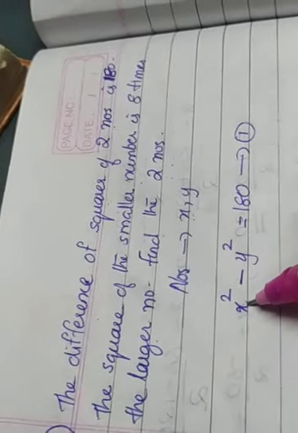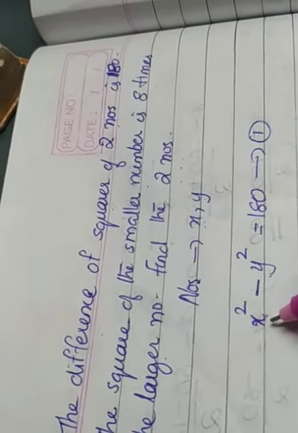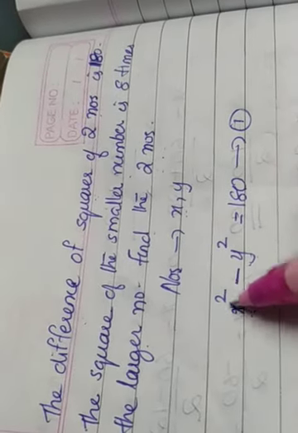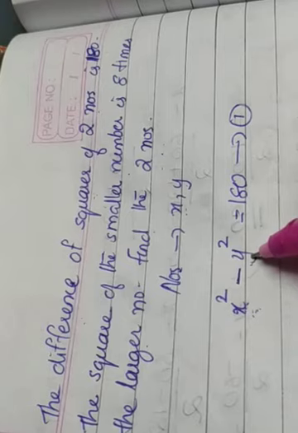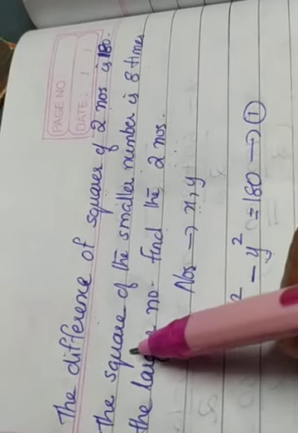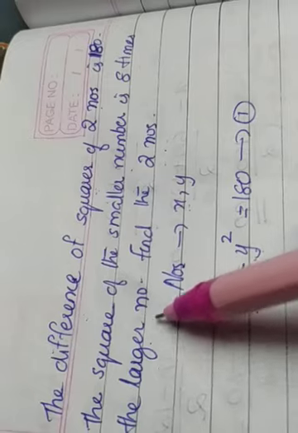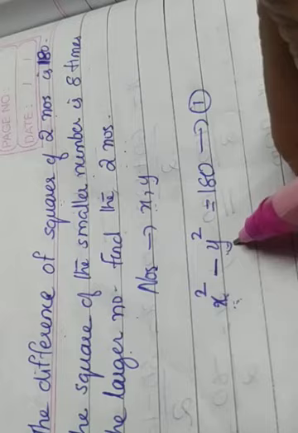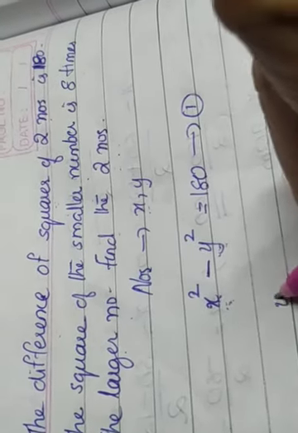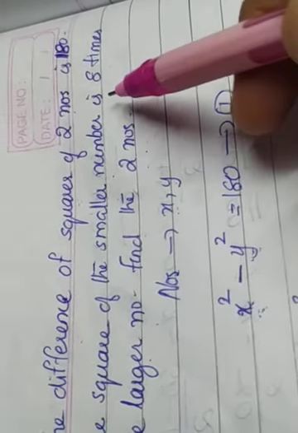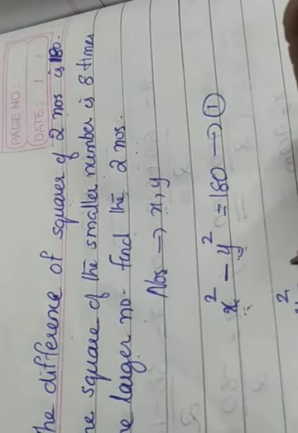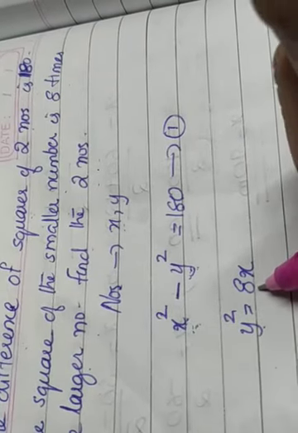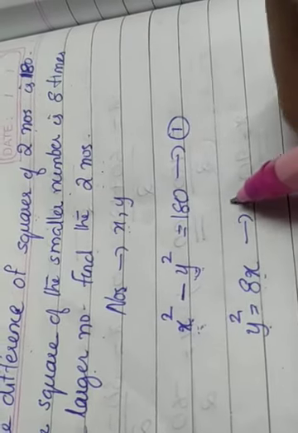Okay, again, if x square minus y square is equal to 180, which number will be the bigger one, x or y? We are taking x square as the bigger one, and y square as the smaller one. So what about the second sentence? Square of the smaller number is 8 times the larger number. We are taking y square as the smaller number, then only we will be getting a positive value. So the square of the smaller number is equal to 8 into x. So that is equation number 2.